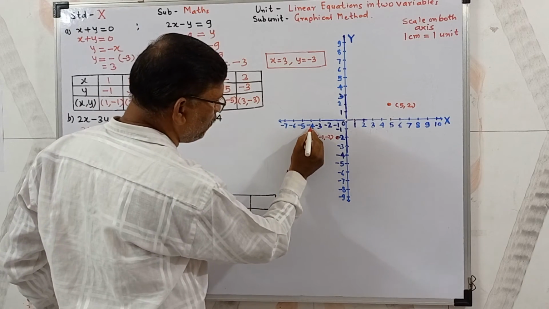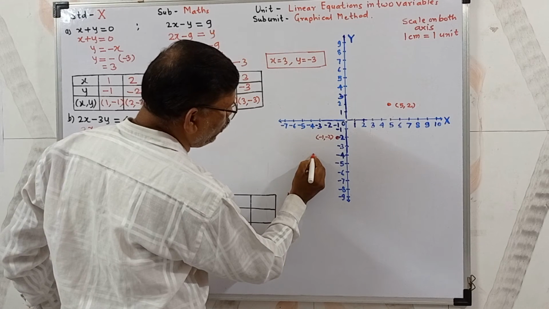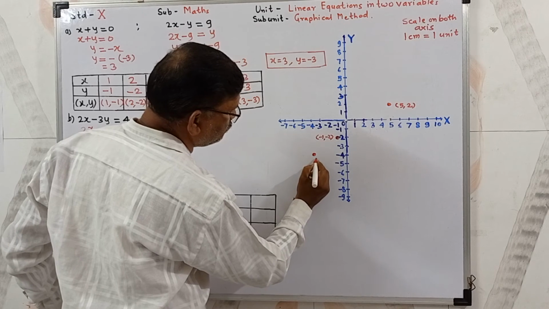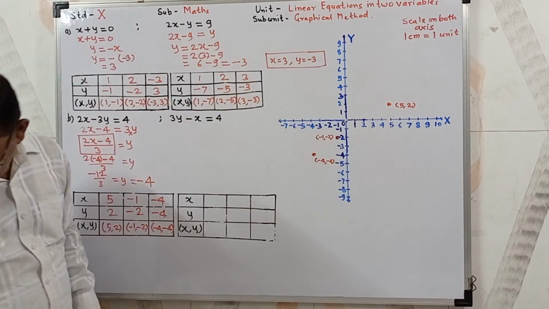Here is the point minus 4, minus 4. Now draw the line.